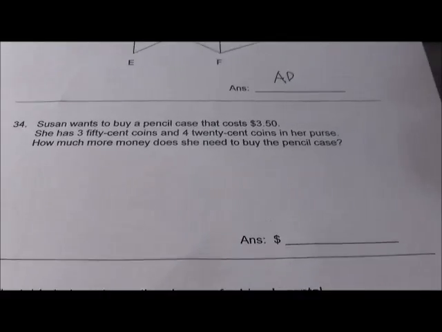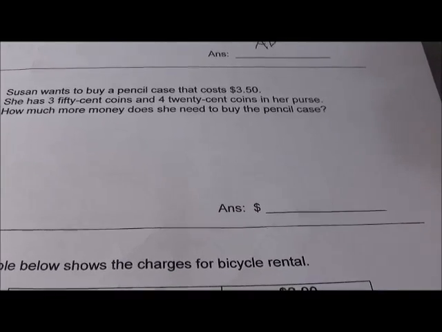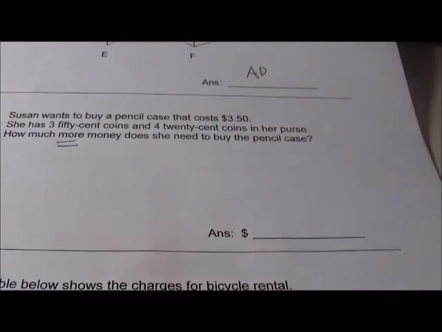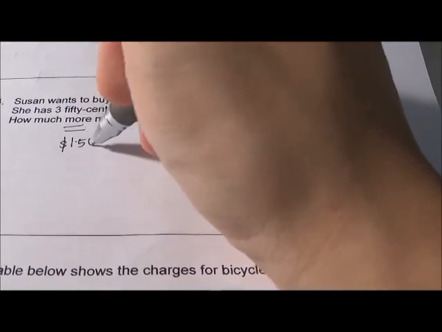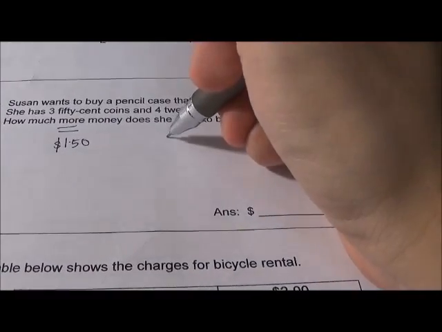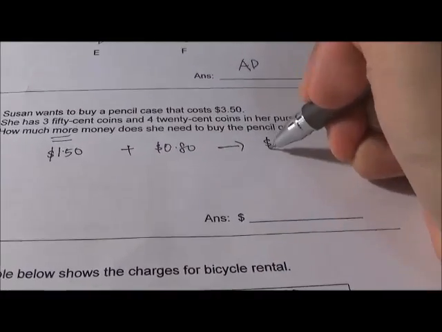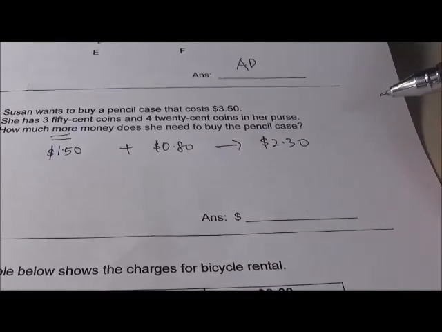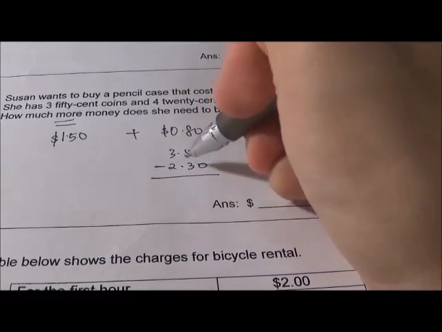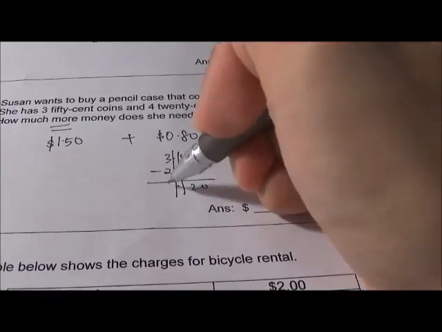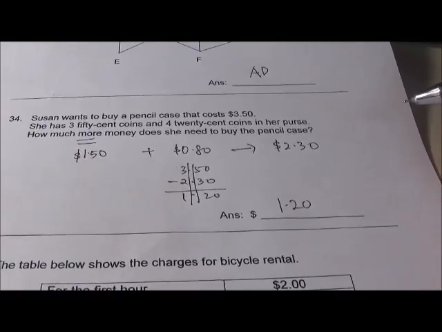Question 34. Susan wants to buy a pencil case that costs $3.50. She has 3 50-cent coins and 4 20-cent coins. How much more money does she need? Meaning that she does not have enough. So 3 50-cent coins is $1.50. 4 20-cent coins will give me 80 cents. If you add them together, you should get $2.30. The pencil case is $3.50, so $3.50 minus $2.30. So question 34, Susan needs $1.20 more.